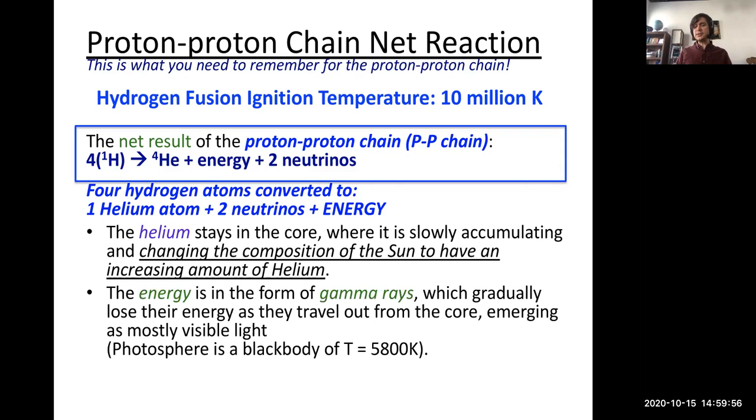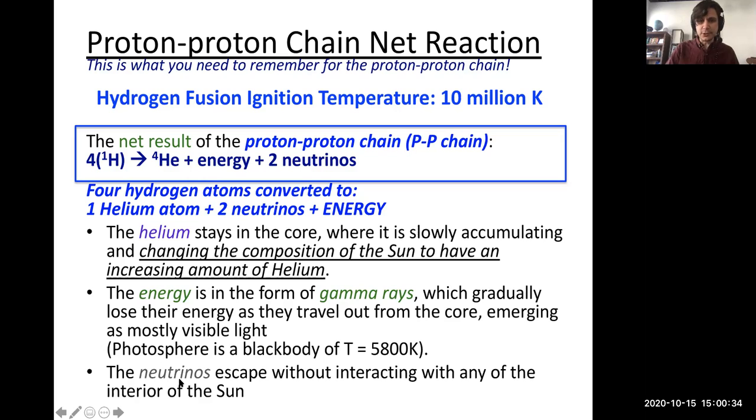The energy is mostly going to be produced in the form of gamma rays, and the neutrinos have energy as well. We can't forget that. But the energy that stays in the star is in the form of gamma rays, which, as we talked about, slowly make their way through the radiation zone, then through the convective zone to the surface of the sun, where ultimately they're emitted as visible light from the photosphere of the sun that has a black body temperature of 5,800 Kelvin. And therefore, the photosphere of the sun emits a black body spectrum with a temperature equivalent to 5,800 Kelvin.